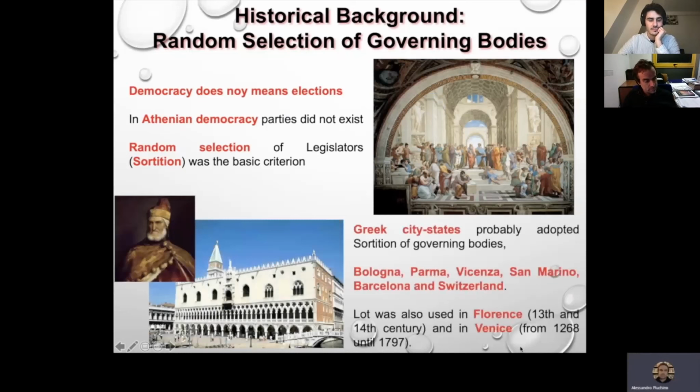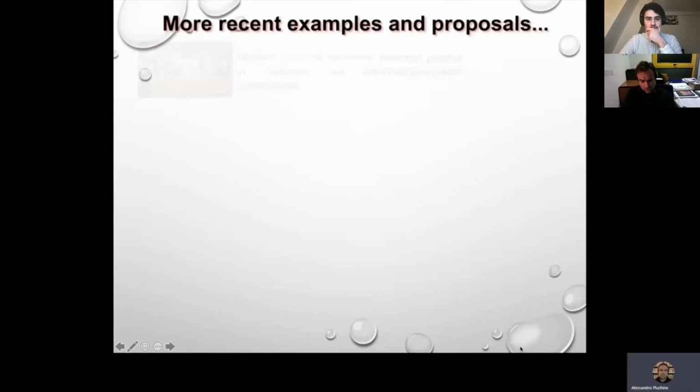Many other cities in history used some kind of lot as an effective method to hinder factionalism, such as Bologna, Parma, Vicenza, San Marino, Barcelona, and some parts of Switzerland. Lot was also used in Florence in the 13th and 14th century, and in Venice for about 500 years, starting from the half of the 13th century.